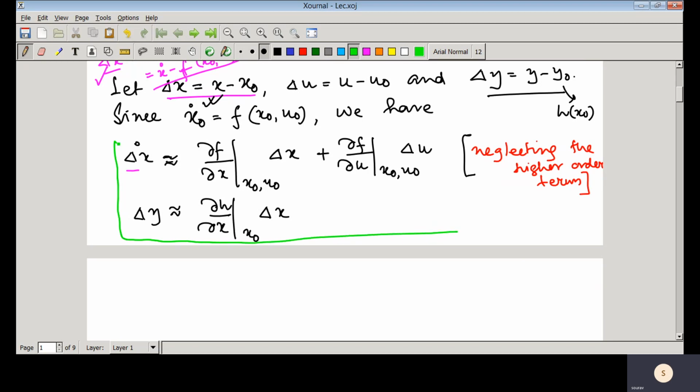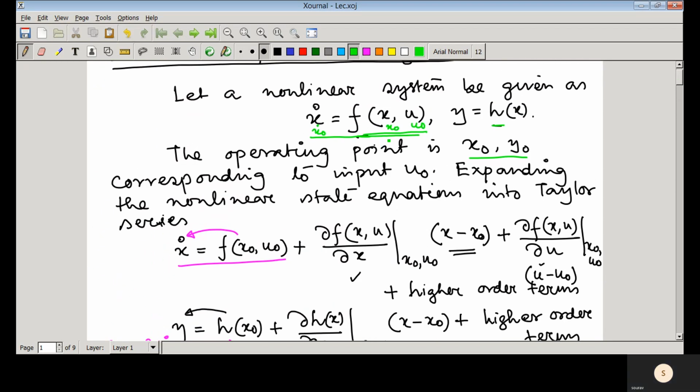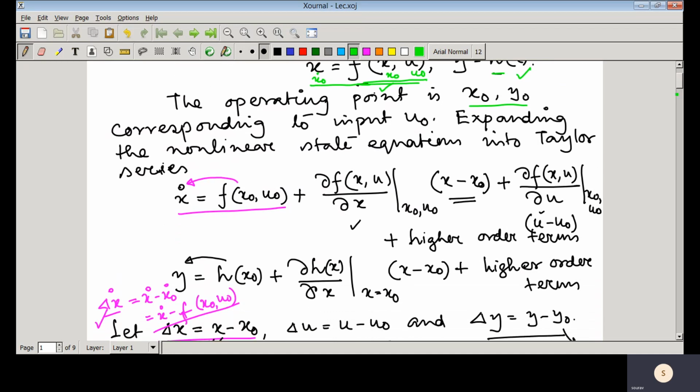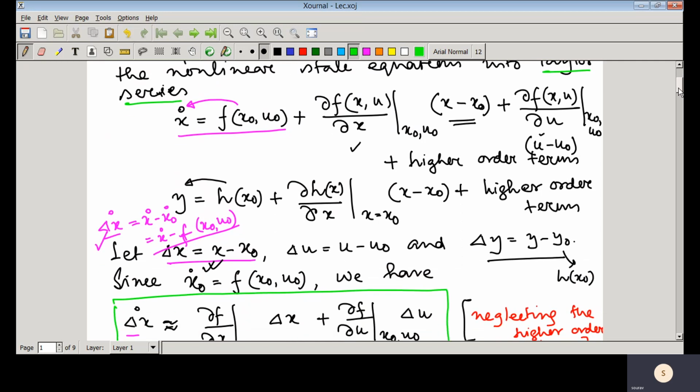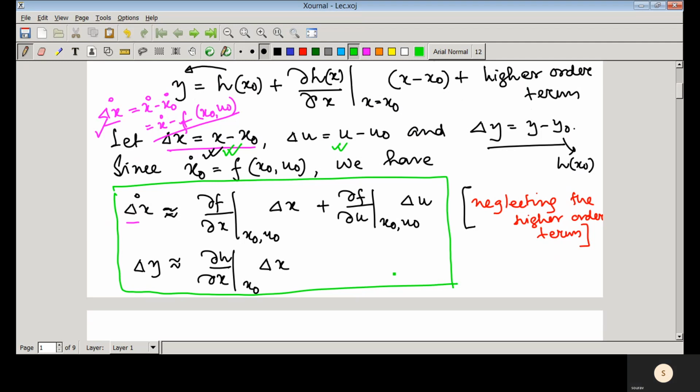So here you can see, whenever a nonlinear system is described as x dot equal to function of x and u, and output equation is y equal to h(x), then just by expanding those state equations in Taylor series, and taking a very small perturbation with respect to that operating point, you can have delta x, delta u, and delta y, and finally you have one linearized model of that nonlinear system, that is delta x dot equal to del f by del x, calculated at that operating point x0, u0, into delta x, and this term and this term. So this is the linearized model.